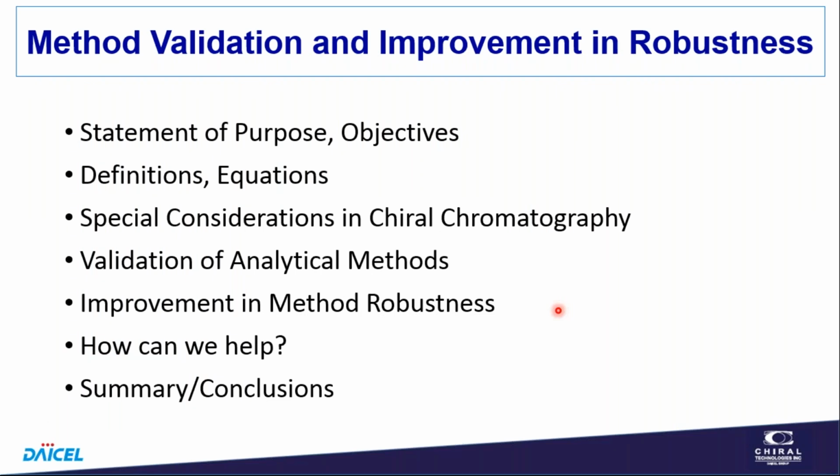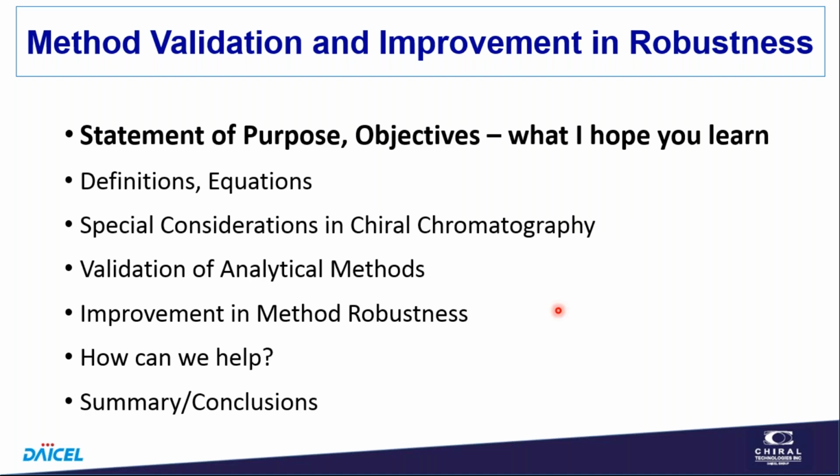This is the organization of my talk. I want to talk about what our objectives are for the talk, what I hope you get out of it. A little bit about equations, just so you're not too concerned. It'll be fairly simple stuff and things you probably have already seen in chiral chromatography. There's some special considerations in chiral chromatography, and I want to talk about the validation of the analytical methods, which I think is what most of you are here for, and something that I think is also at least as of much importance is improvement in the robustness of the analytical methods. Then talk about how we can help, and then I'll show you the summary and conclusion slide.